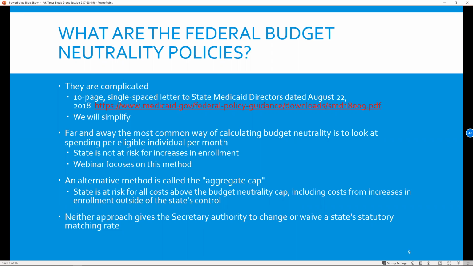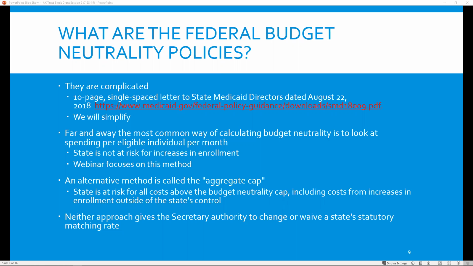Okay, so now we're going to dig a little deeper into these budget neutrality policies, and I'm just going to say up front, it's a lot more complicated than what we're going to walk you through, because there's not enough time in the afternoon to go through all of it. If you're a glutton for punishment, there's a link there to a 10-page single-spaced letter that came out this past August of 2018 to state Medicaid directors, setting forth the considerations that CMS follows in deciding whether a waiver meets the budget neutrality test.